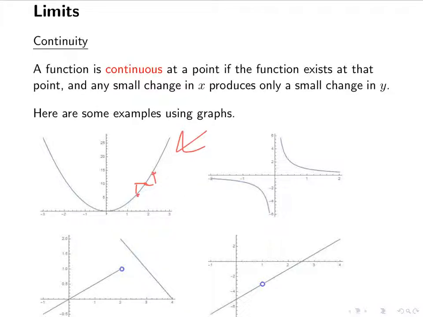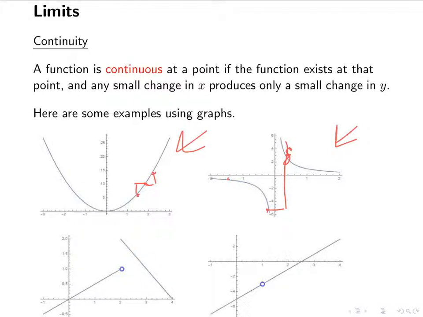If I look at this function over here, and I take a point over here, I can move a little bit to the left or a little bit to the right, and again I've only moved a little bit up or down. However, if I take a point over here, and I move a little bit to the right, I've moved very far up to find my y value. So this function is not continuous at 0. And in particular, the function doesn't even exist at 0.